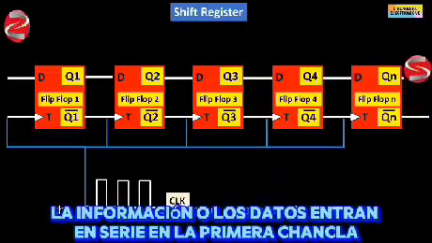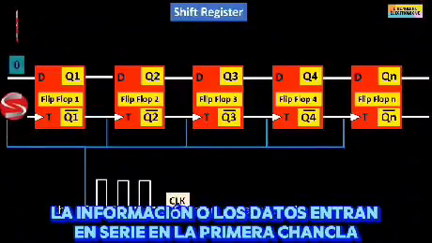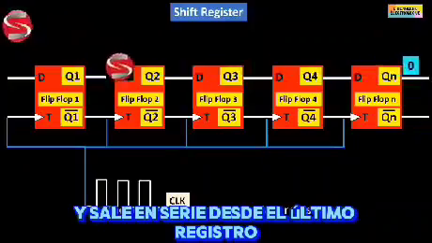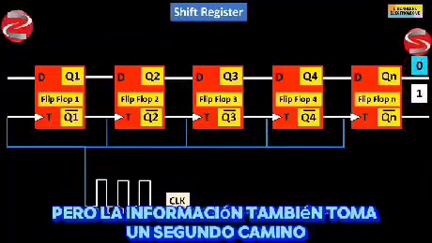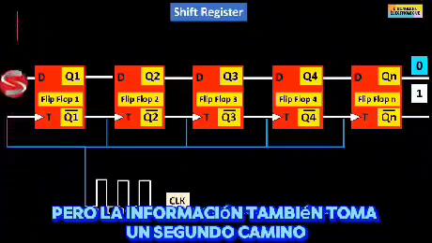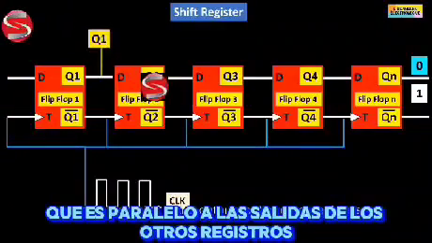The information or data enters serially into the first flip-flop and leaves serially from the last register. The output of each flip-flop enters the next flip-flop, but the information also takes a second path which is parallel to the outputs of the other registers.